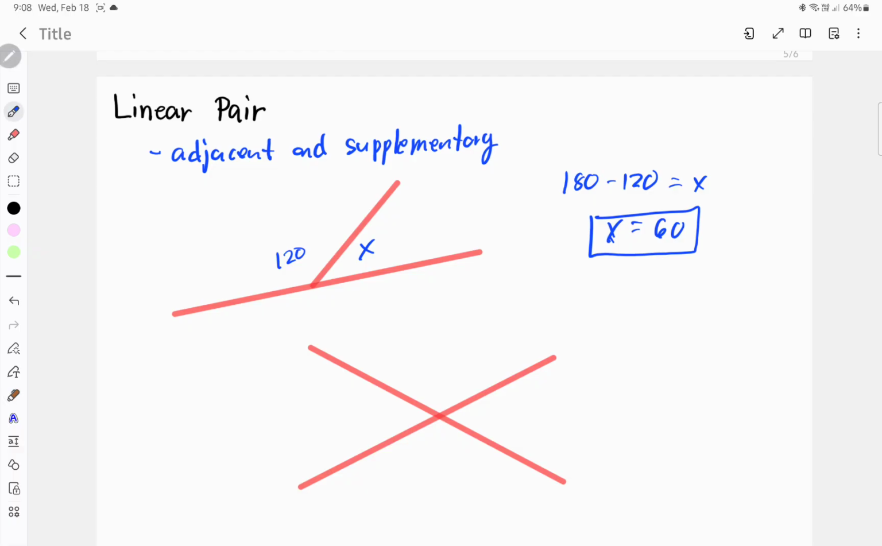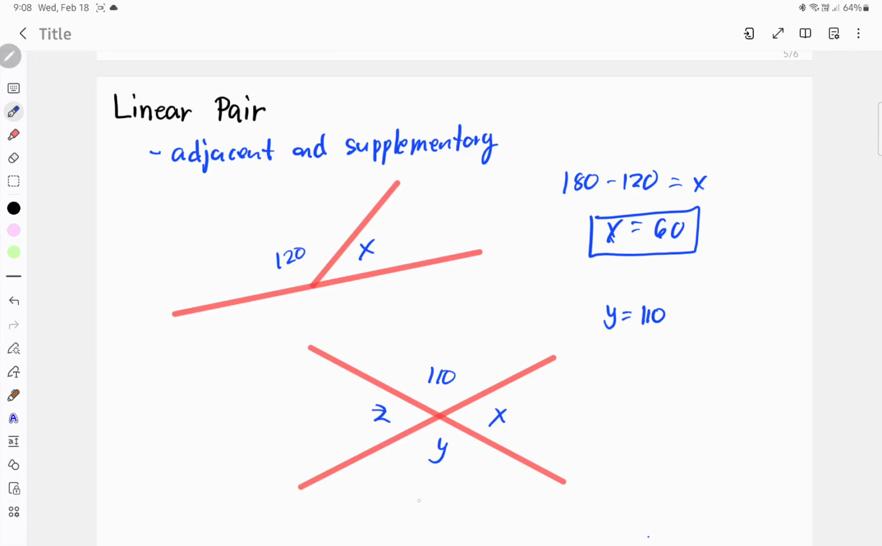So let's have an example. Assuming that this is 110, you find x, y, and z. Remember that this totality is 360. It's much easier for us to solve for y because that is vertical. Y is vertical, so it's 110.